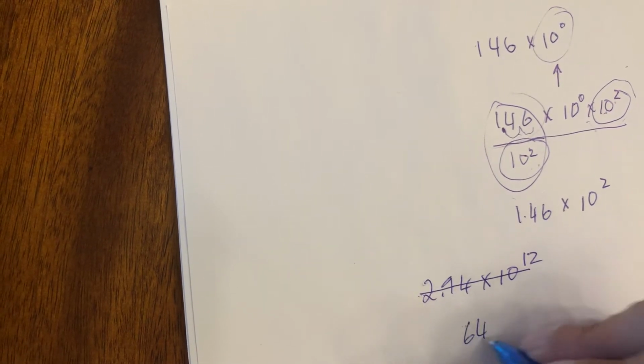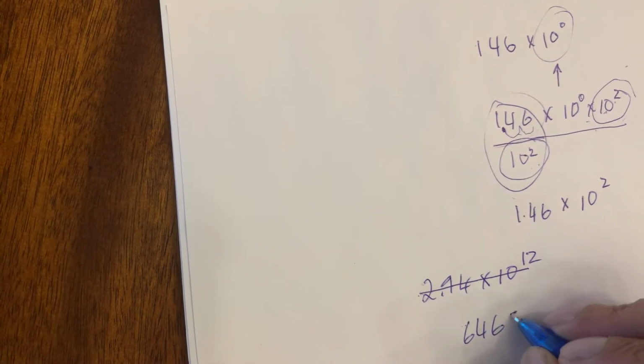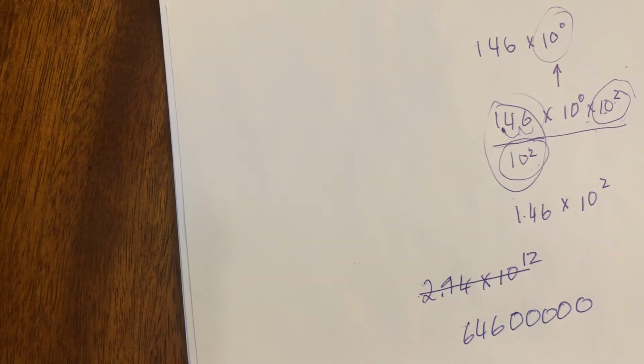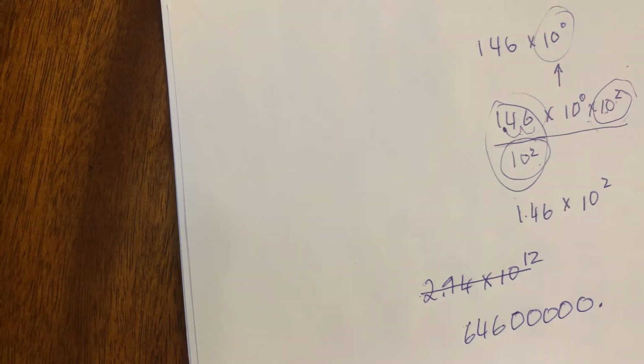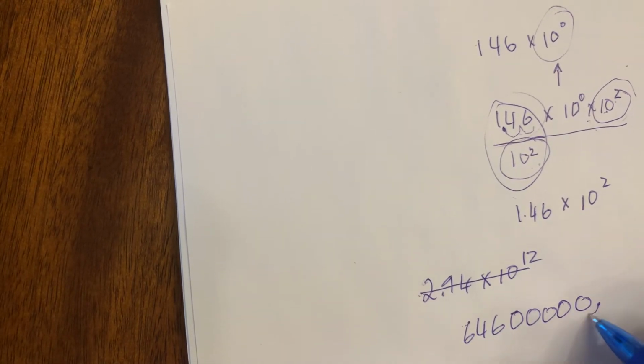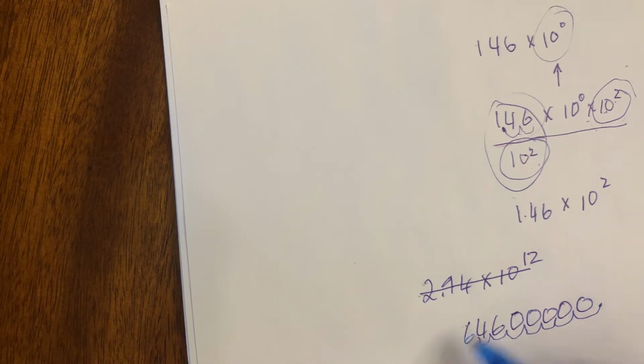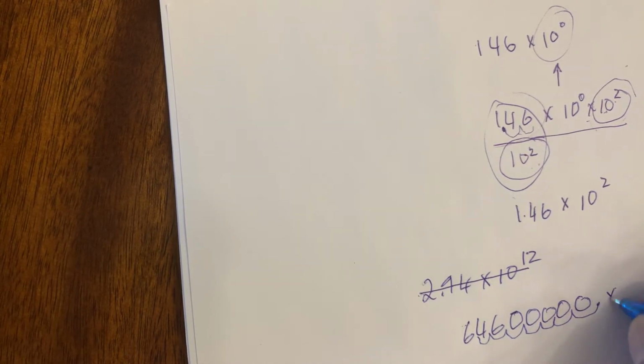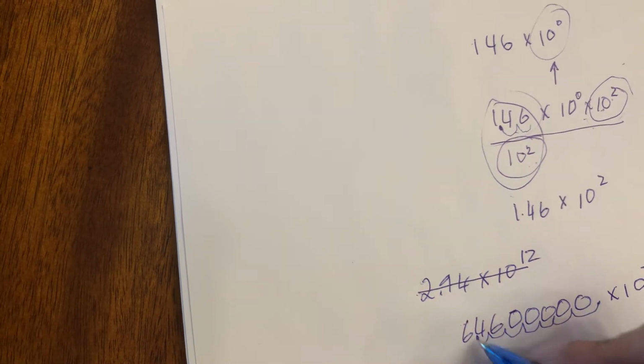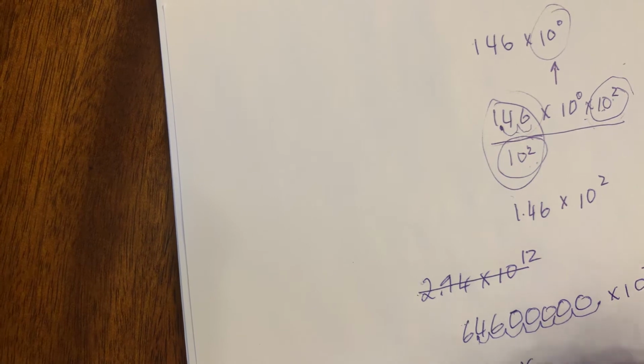So let's say I have 646,000,000. I want to write this in scientific notation. My decimal is already here. I need to make it bounce 1, 2, 3, 4, 5, 6, 7. The only way I'm going to make it bounce 7 places is by dividing this whole number by 10 to the 7, which means I have to multiply it by 10 to the 7 so that I can make up for it. And so now I have 6.46 times 10 to the 7. That's all there is to it.